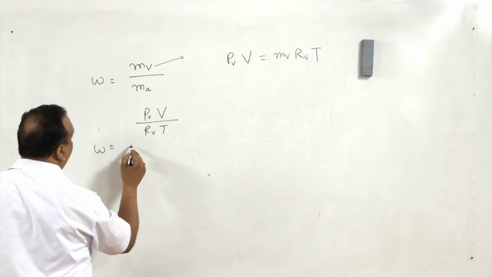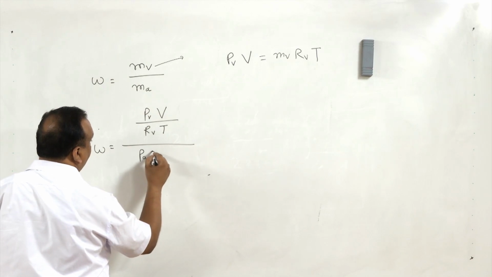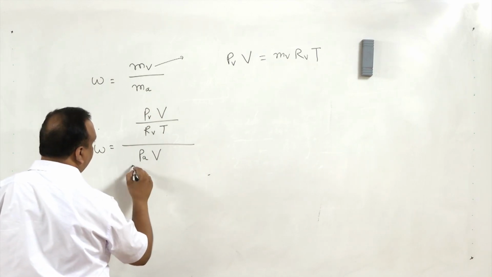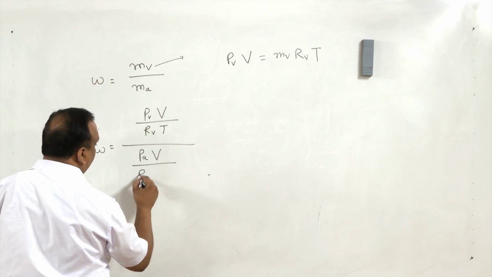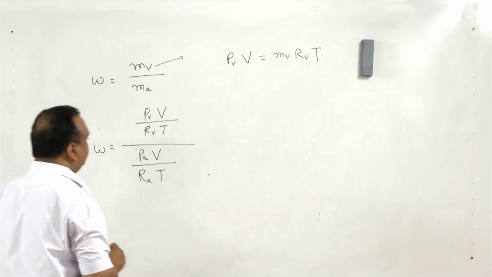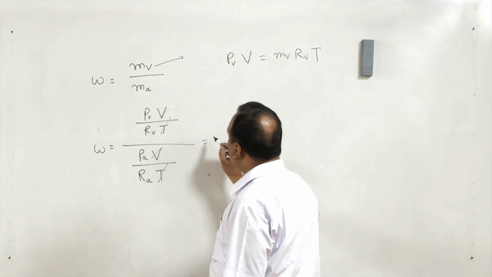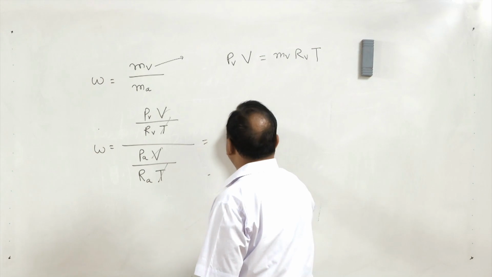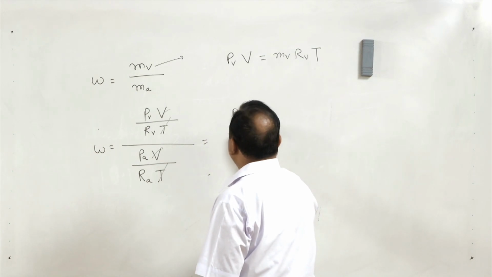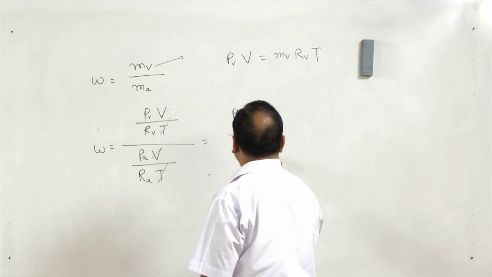Similarly, we can take these values for air: partial pressure of air, volume of air, which is the same, gas constant for air and temperature of air. Now, these two will be cancelled out and we will be getting the expression as PV by RV divided by PA by RA.